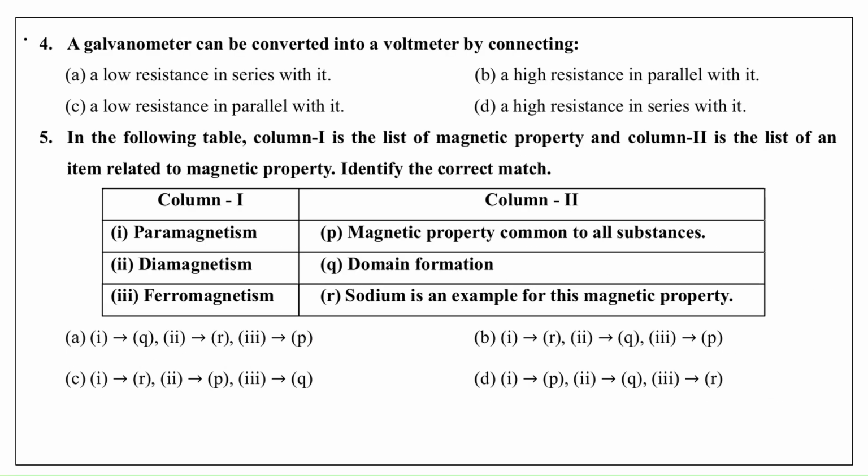Next. 4. A galvanometer can be converted into a voltmeter by connecting. Answer is option D. A high resistance in series with it.